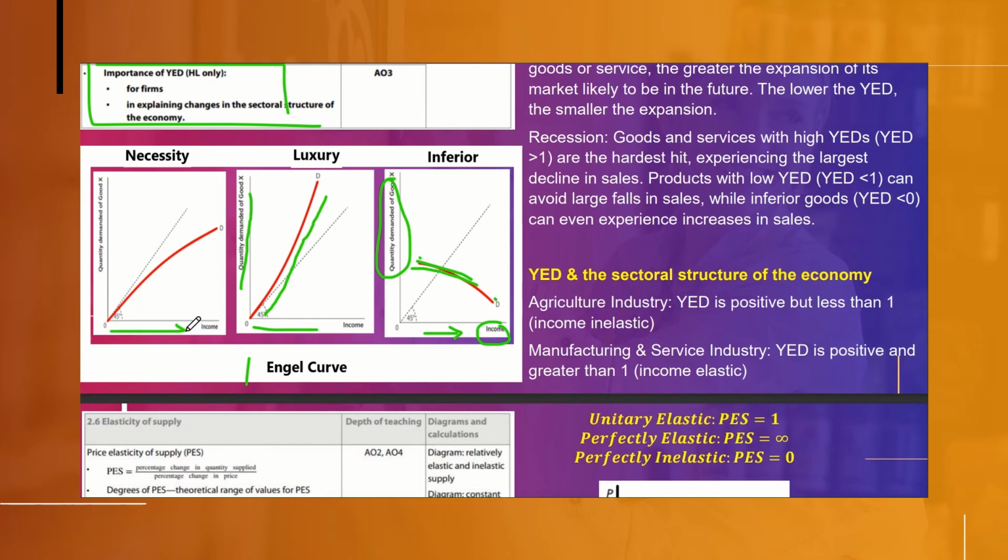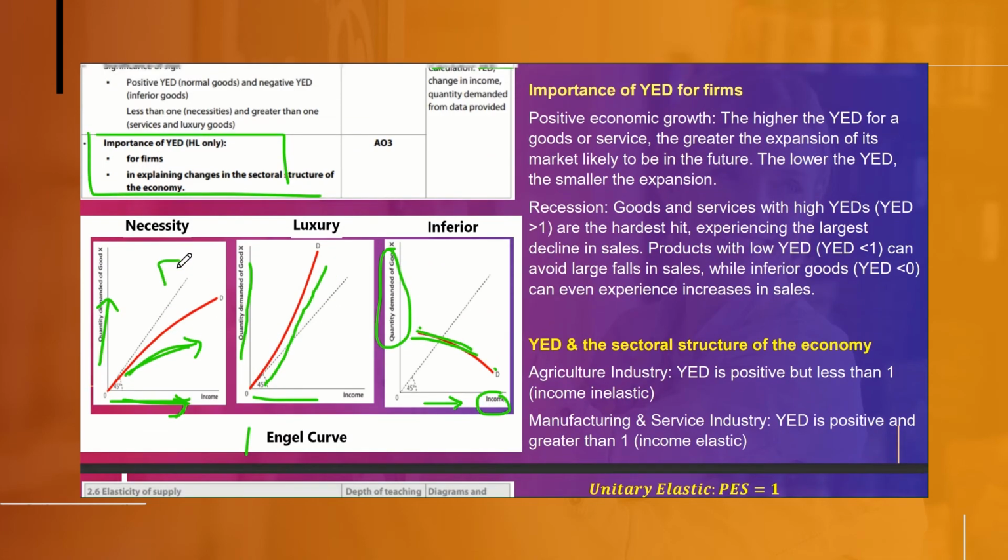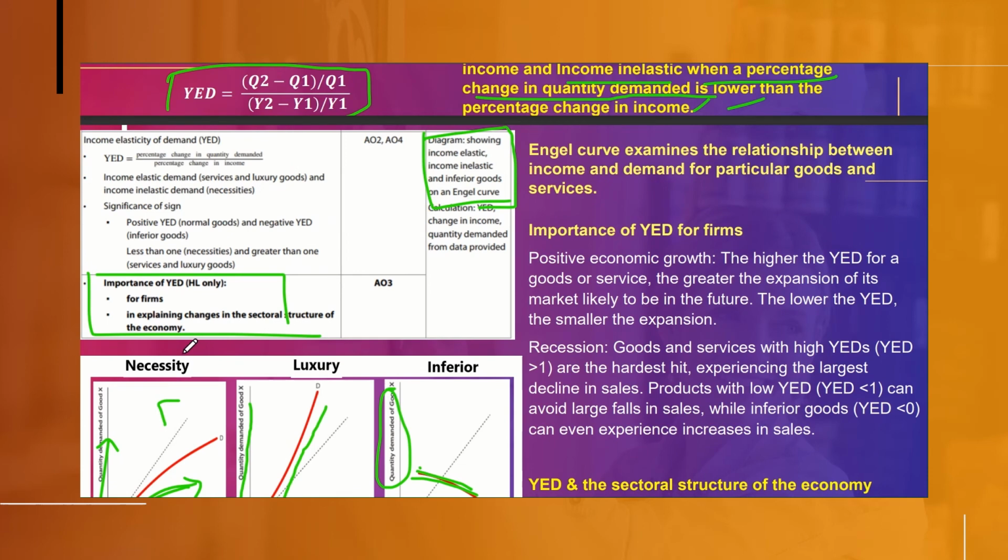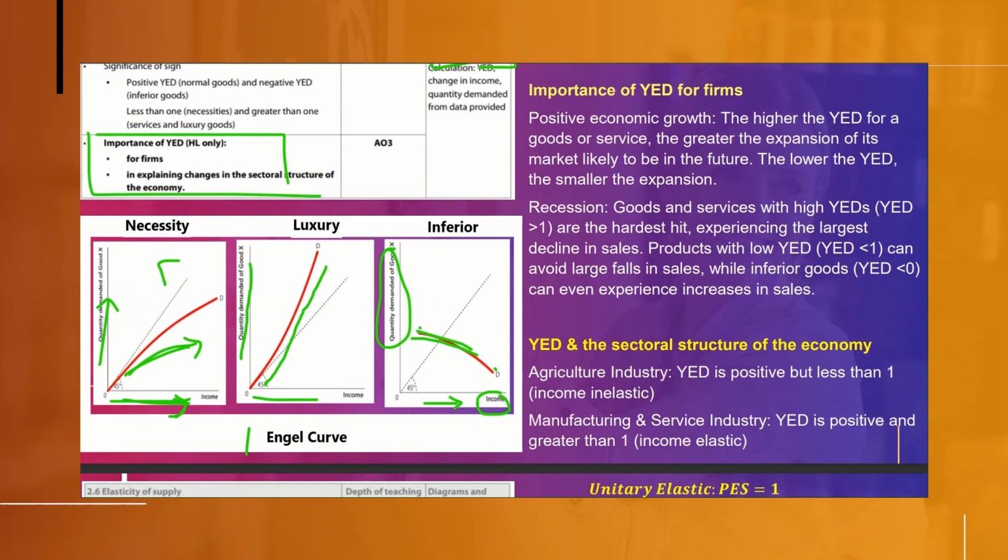Here income is increasing, and quantity demanded is also increasing, but at a lower rate. So that is said to be a necessary good. So this is an inelastic good. Okay, so in this Engel curve concept, look once again quickly, and then we'll move on.